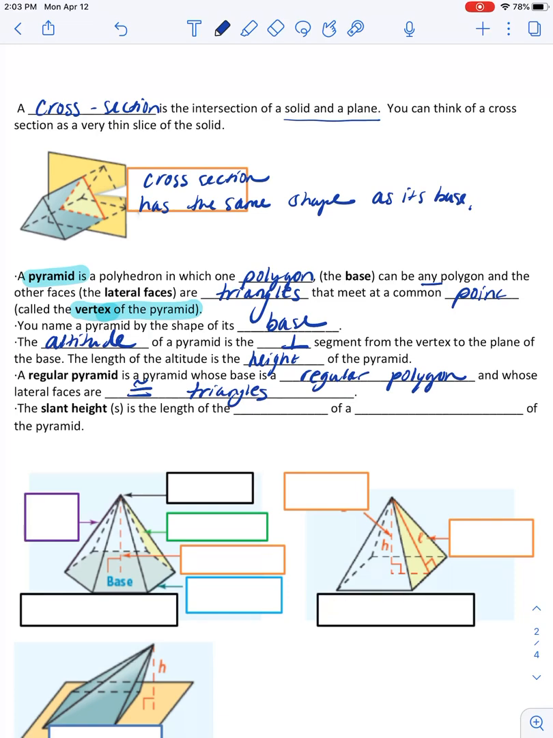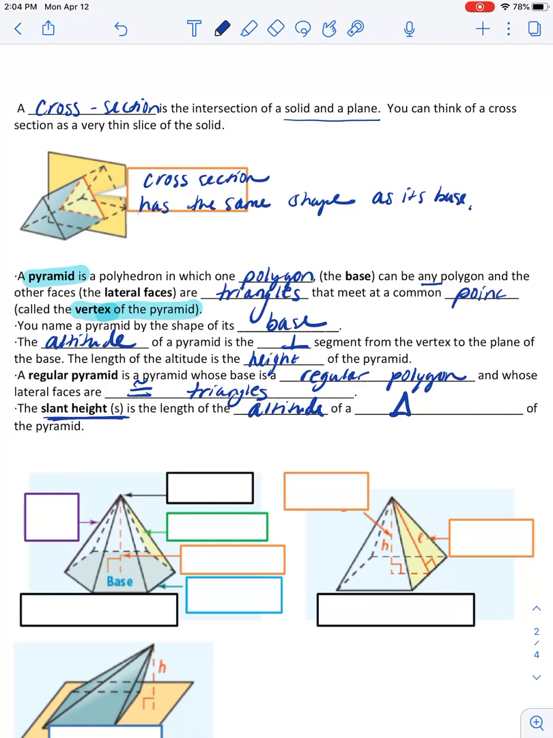One more thing that I'm going to mention today that I don't think Apex mentions, but I wanted to make sure to put it in here. Apex will mention it later. It's about the slant height. They call slant height S. And slant height is the length of the altitude of a triangle of the pyramid, so of the lateral face. I'm going to show you what I mean by that here in a second.